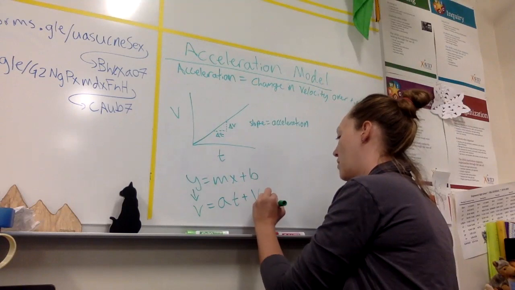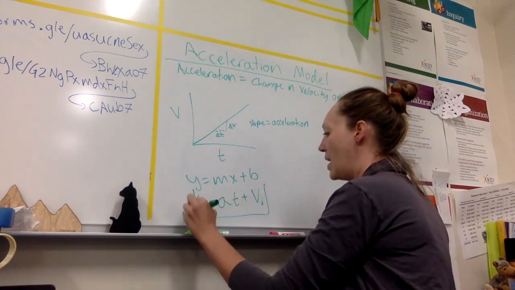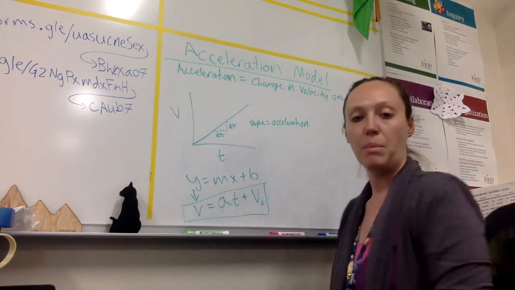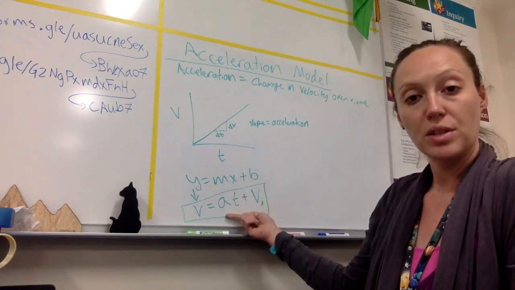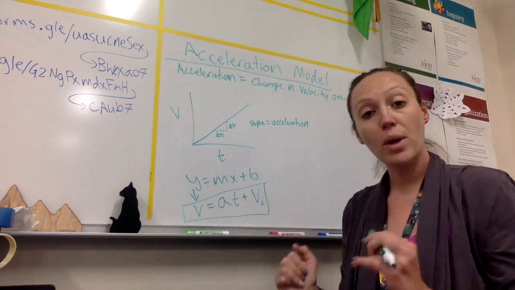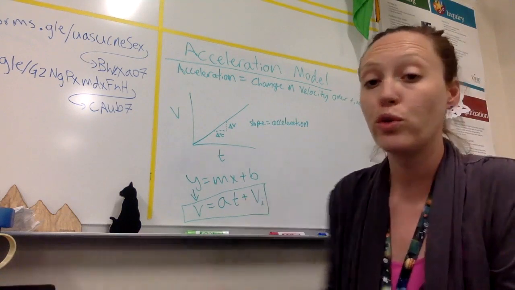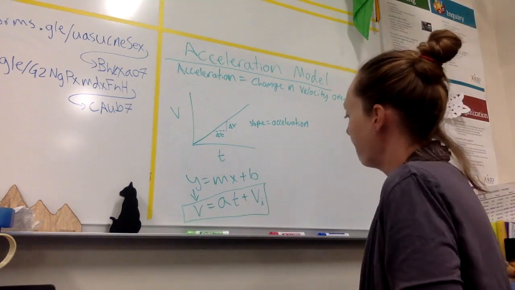So I'll call it v little i. So that is a mathematical model for velocity with constant acceleration. So now I want to show you the last thing, which is how to move between the two.